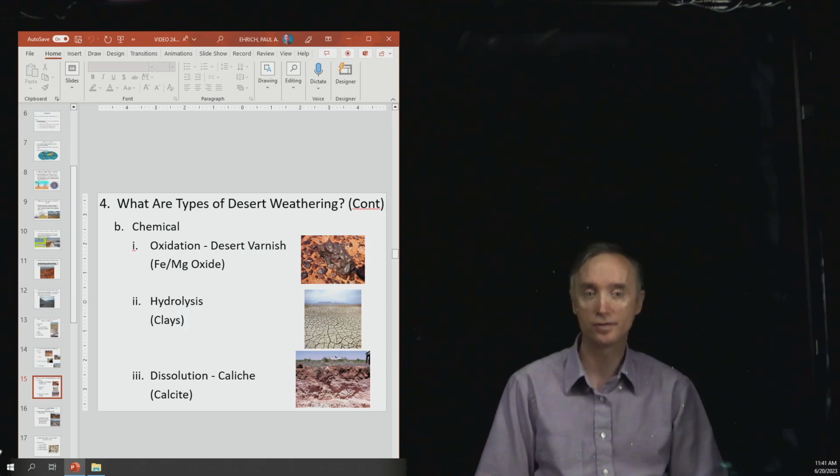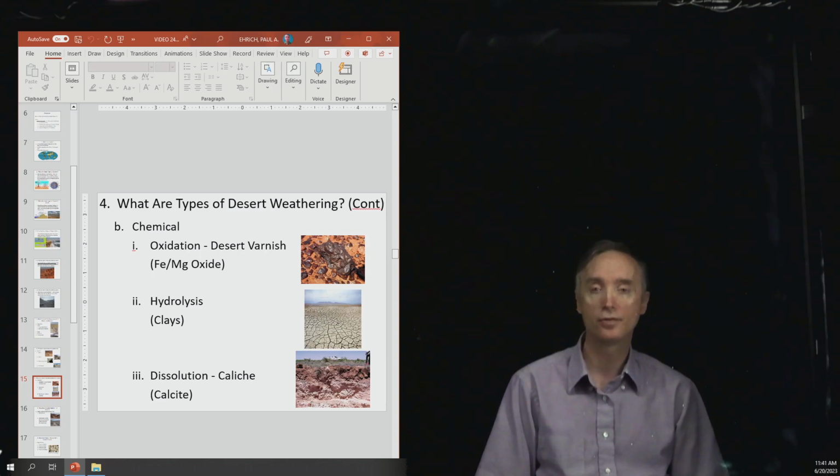Hydrolysis, okay, this is when minerals react with water. We mentioned, for example, that pyroxene was a mineral, and when it reacts with water, it turns into a clay. And so in deserts, you tend to have large amounts of clay.